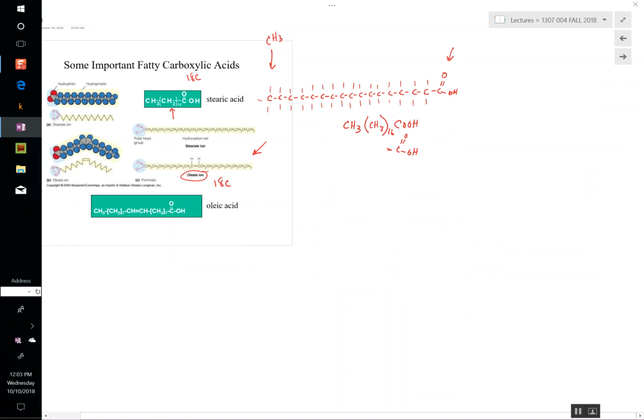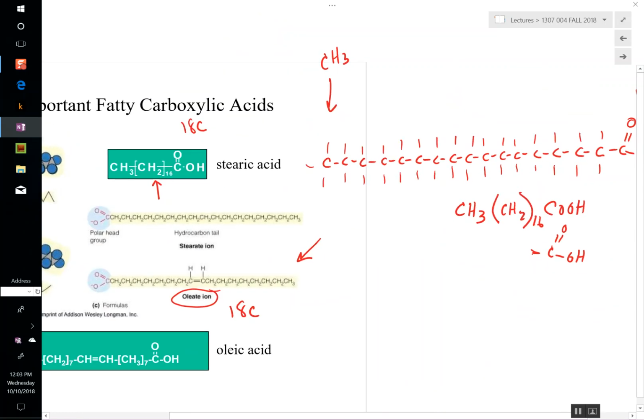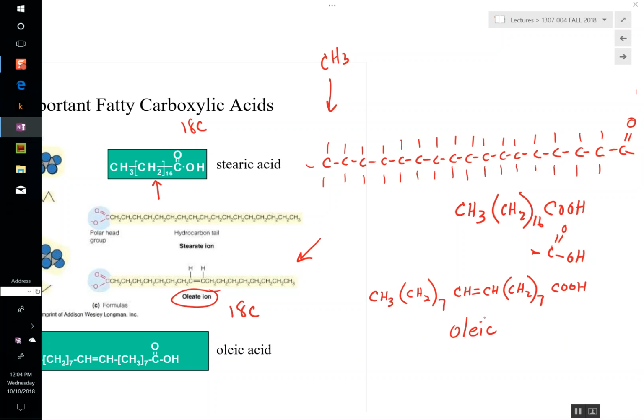So if we wanted to draw that one, we could have a CH3, and then we would have 7 of these, and then we would have a double bond, and then we would have 7 more of these, and then we would have our carboxyl group. That's oleic acid. We probably need a card for these, right? Yeah, you may need a bigger card. Write small. But yeah, those are on the list as 2 that you should know.